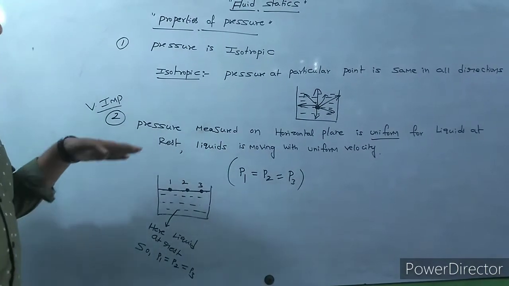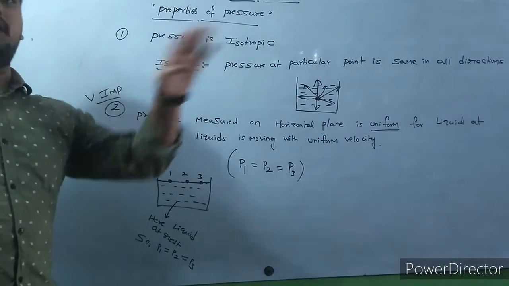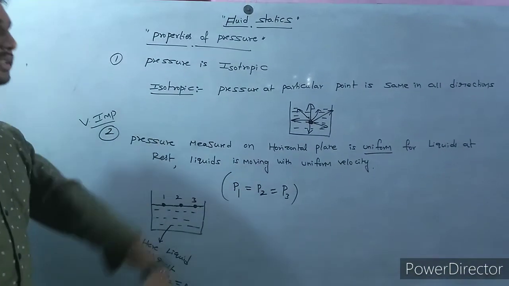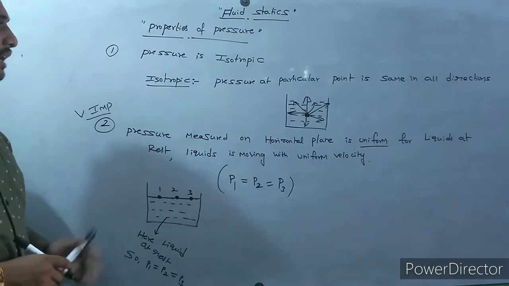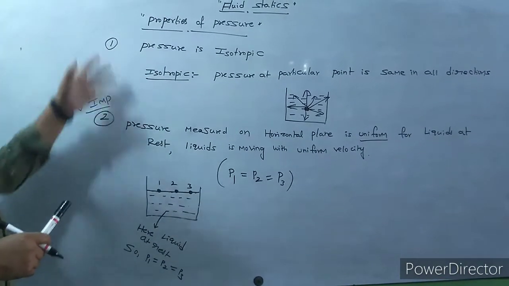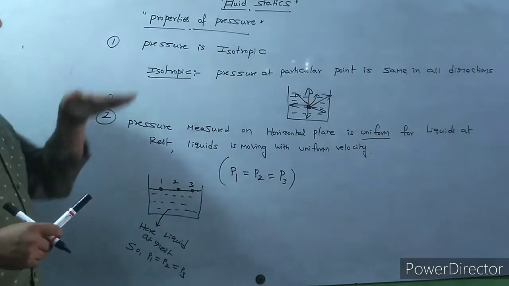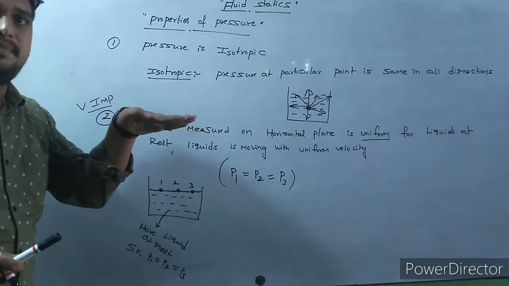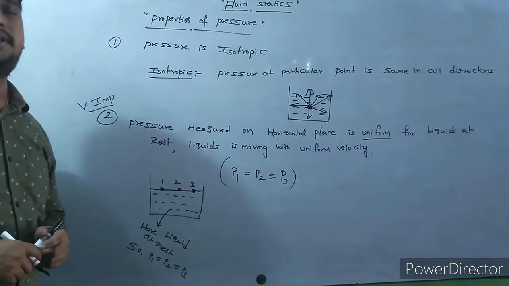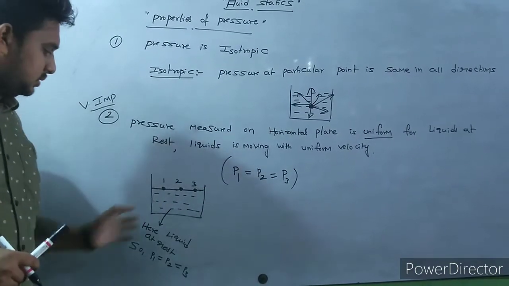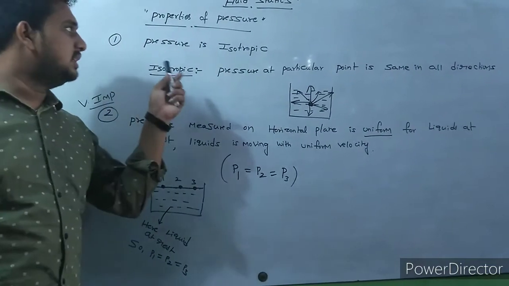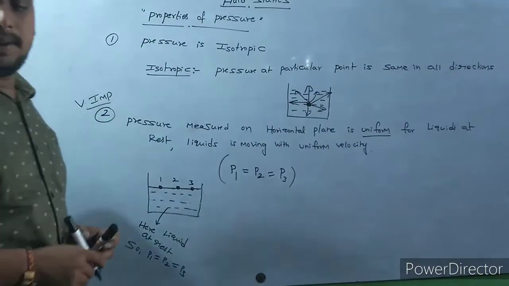Next, if the liquid is moving with uniform velocity, also the pressure is the same. So these 2 points are very, very important. Whenever the fluid is stationary, the pressure at all points on the same line is the same. These are the major important properties of pressure.